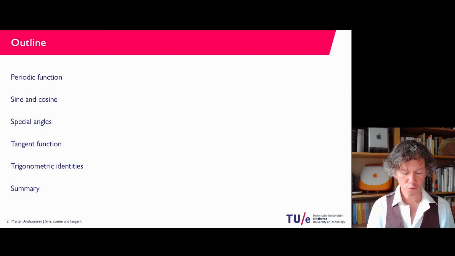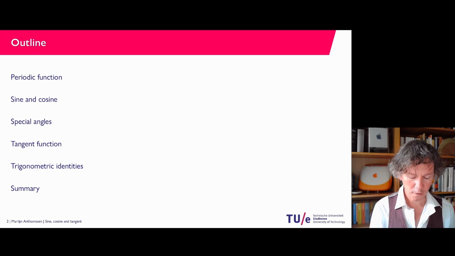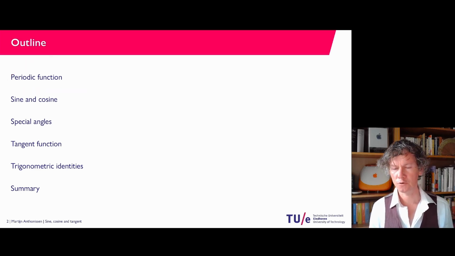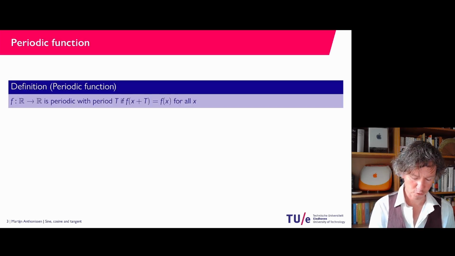I will first talk a little bit about periodic functions. And then, as I said, you can build them from sine and cosine. We will look a little bit at special angles for sine and cosine. These functions always come in three, so we have sine, cosine, and then tangent, so also a little bit about that, and some of the standard rules that you should know for those functions.